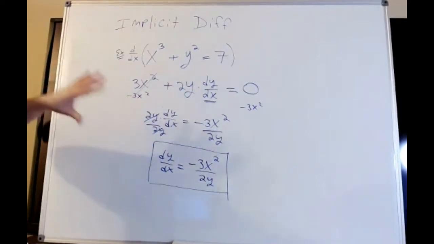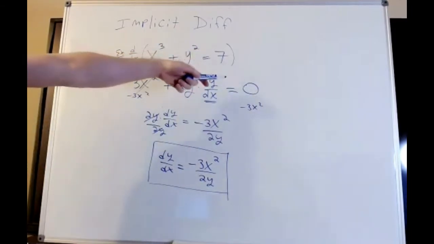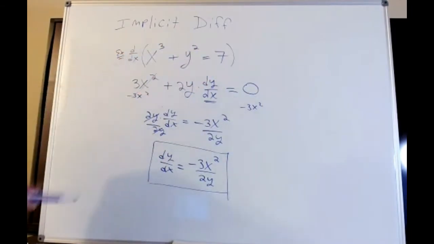Now, this was an easy one. This was a very easy one. I only had 3 terms, and one of them disappeared. The derivative was 0. The next example I work is going to be much harder than this.